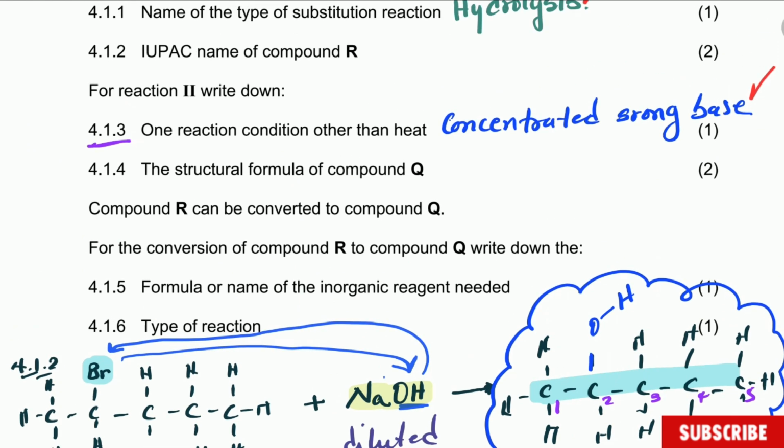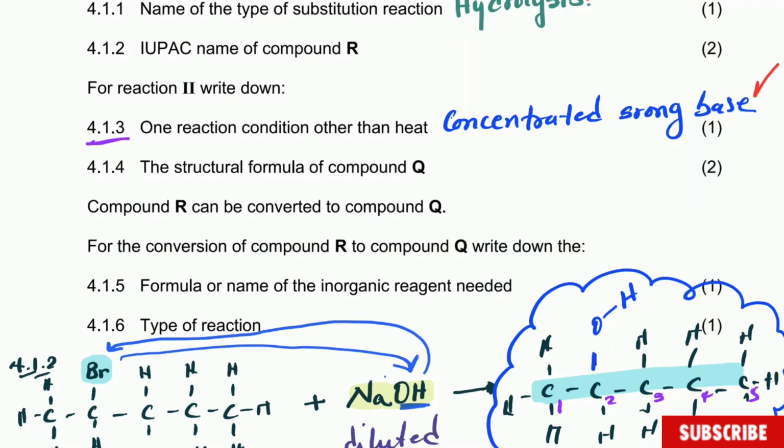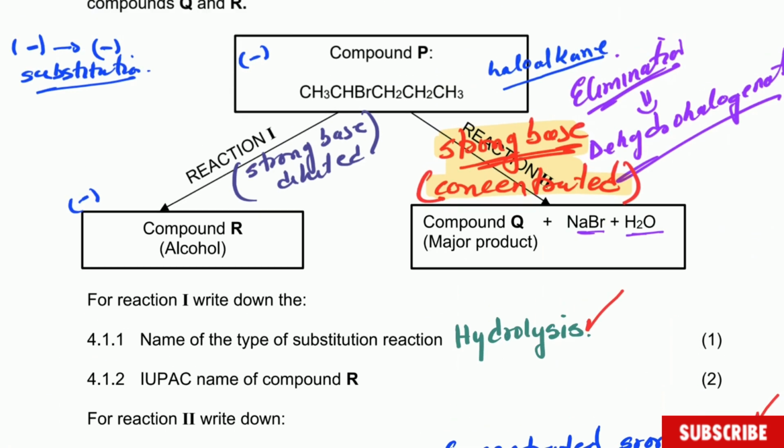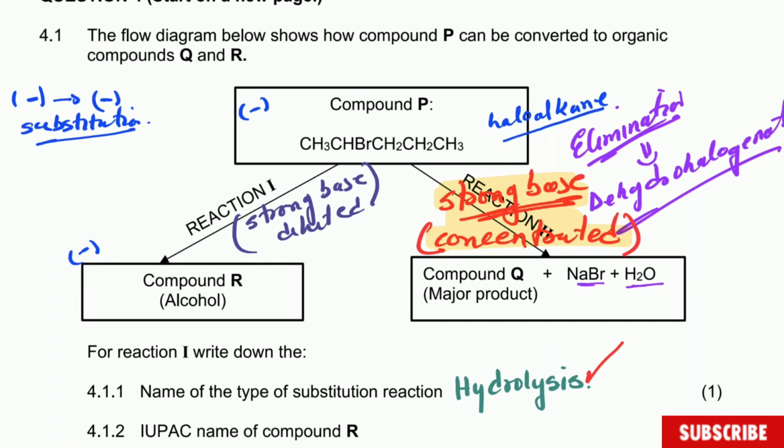Now we're going to the next question. Compound R can be converted to compound Q. For the conversion of compound R to compound Q, write down the formula or name of the inorganic reagent needed. Okay, now we go from compound R to P. So we're going from alcohol to haloalkanes. From alcohol to haloalkanes, you will have to add the hydrohalogen.